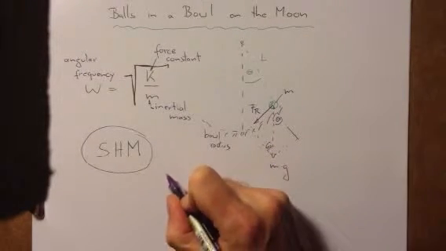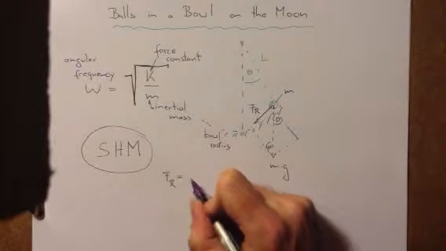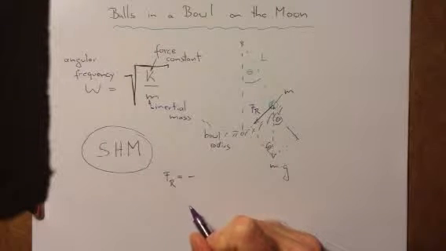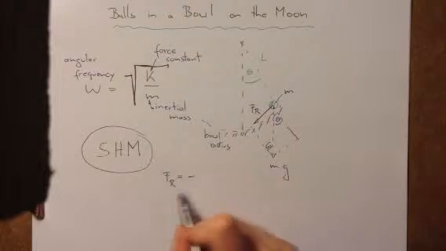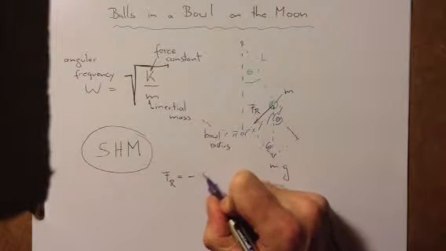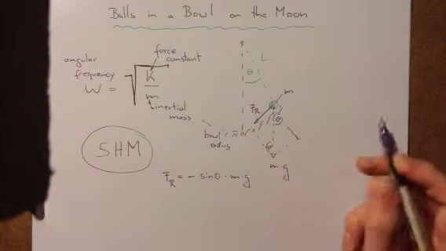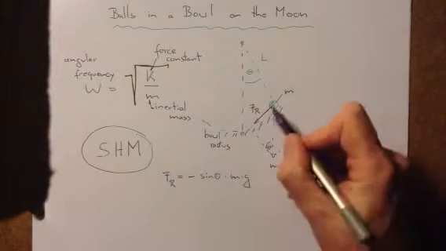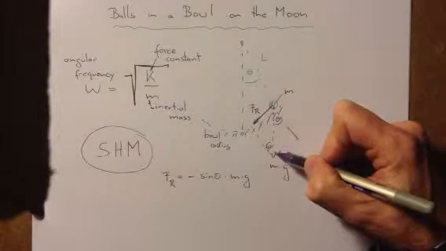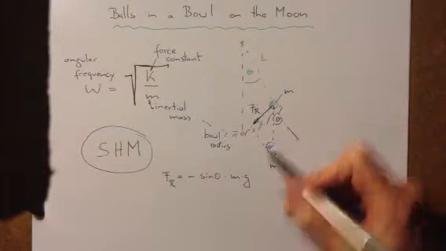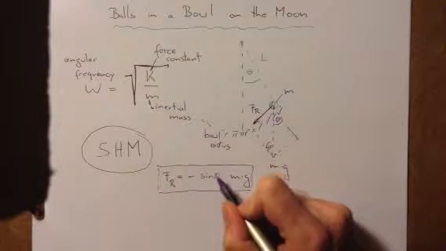So therefore the restoring force Fr is equal to minus, because it always acts in opposition to the motion, minus the sine of theta times m times g. Fr divided by mg is equal to the sine of theta. Therefore, this equation holds. This is our restoring force.